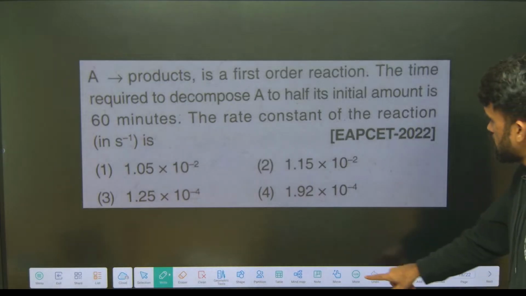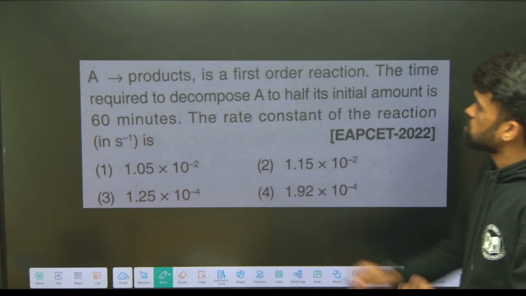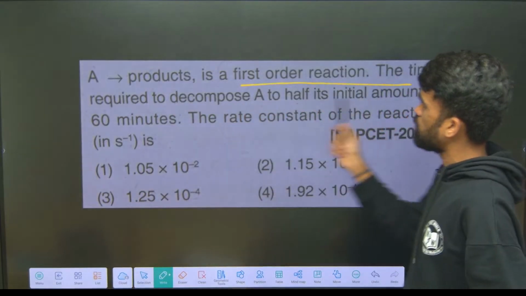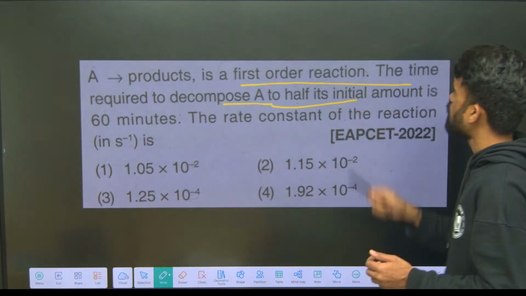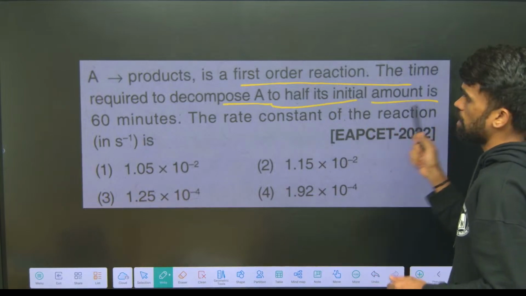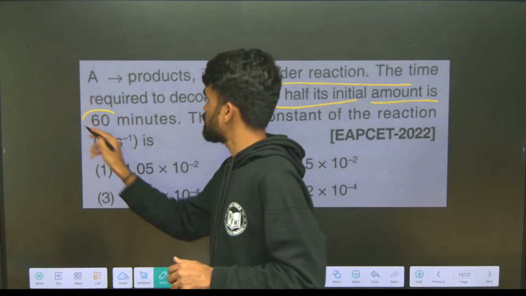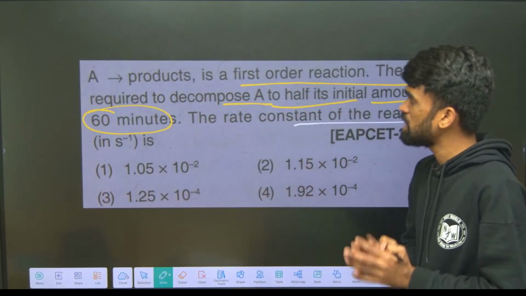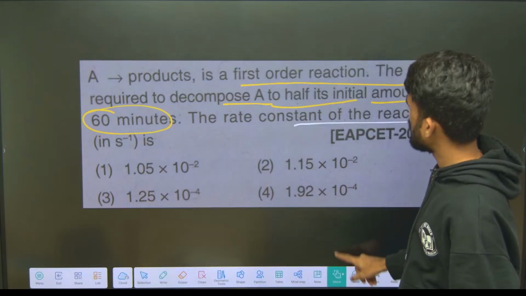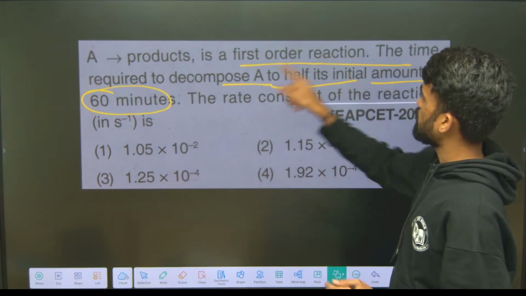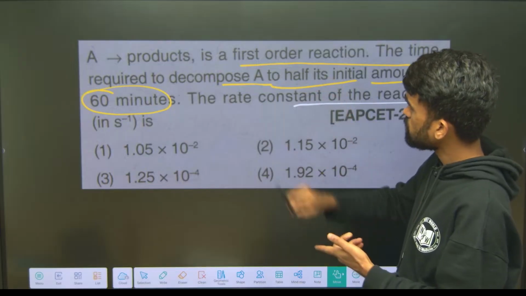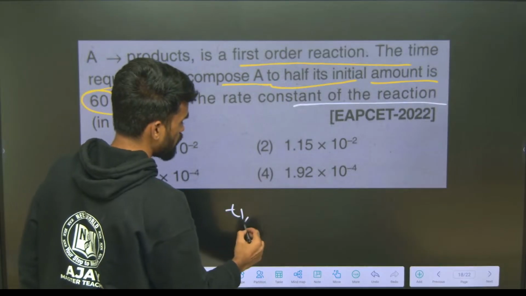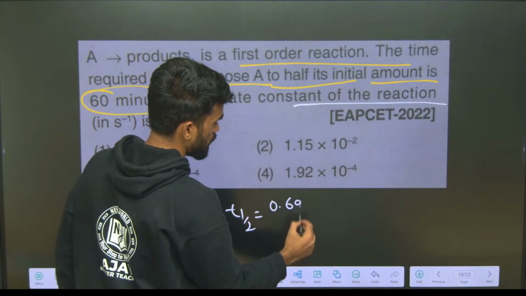So what about this? A is forming some product, and it is a first order reaction. The time required for decomposition of A to half of its initial concentration is 60 minutes. It means T half is given. The rate constant of the reaction is very easy now. So how do you calculate this? See, for a first order reaction, the time required for decomposition of A to half. So what is the formula I have given? T half equals 0.69 by K.